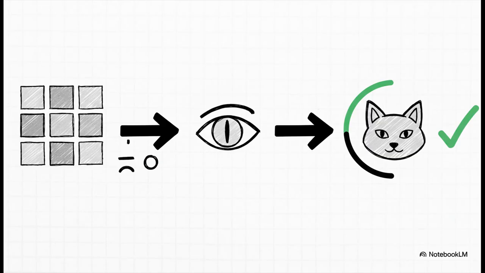So just think about that journey for a second. The computer has gone from a completely meaningless grid of numbers all the way to a 97.5% confident prediction that this image is a cat. And it did it all by systematically building up simple features into more and more complex ideas.